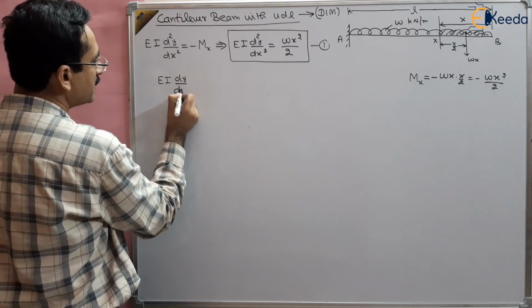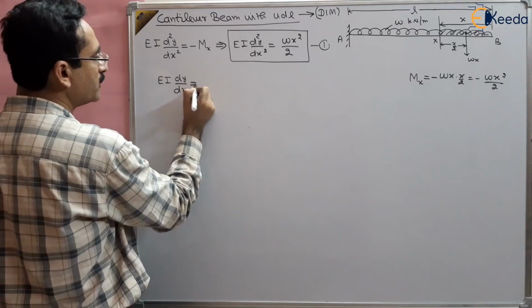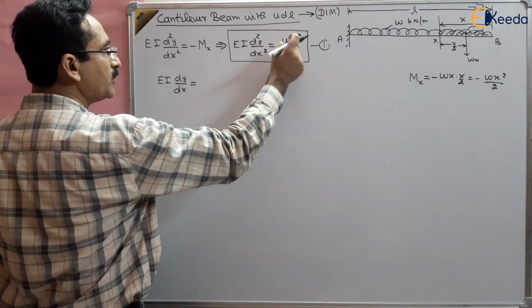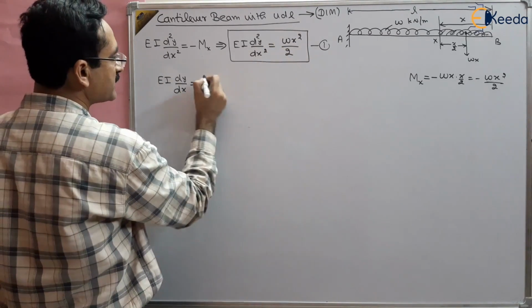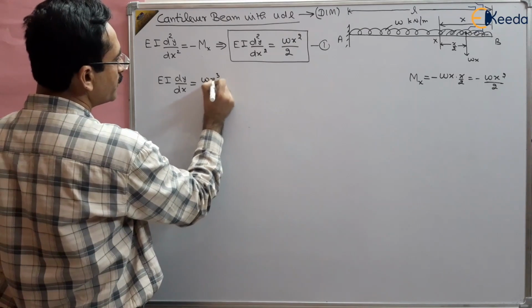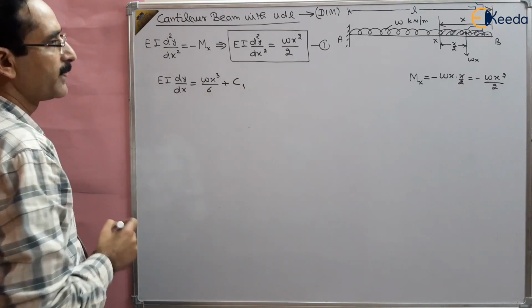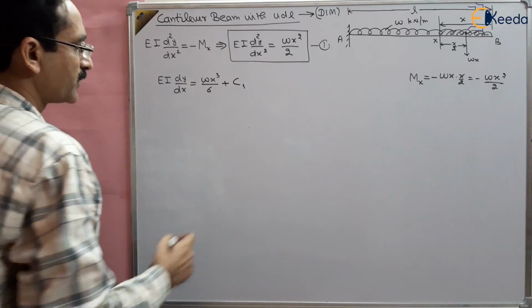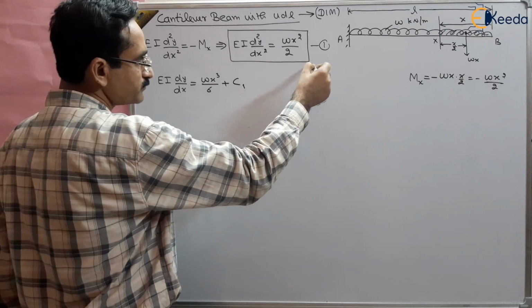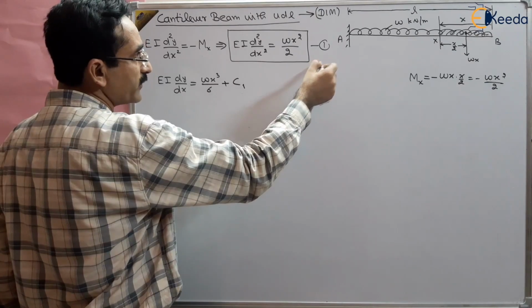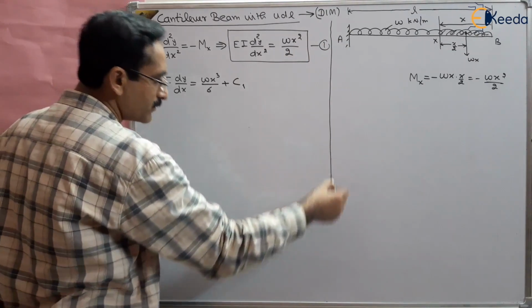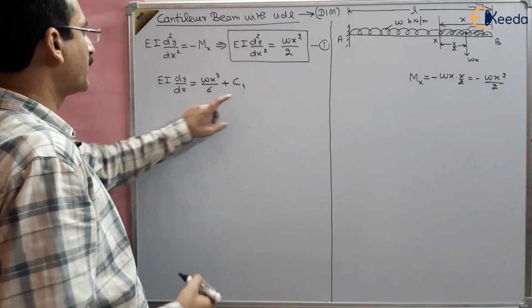By integrating, EI dy by dx will be equal to integration of this term, wx square by 2, this is wx cube by 6, plus some constant C1, right? But C1 is unknown to us. How to find out C1 now? C1 is not known to us, it is unknown, right? So how to find out C1?